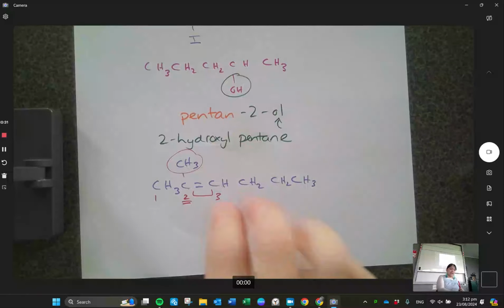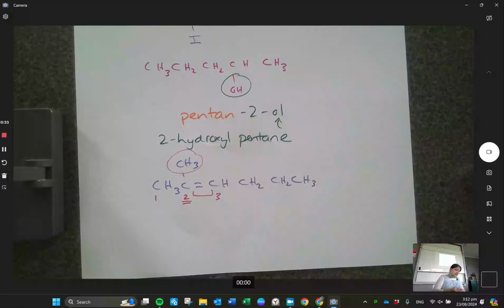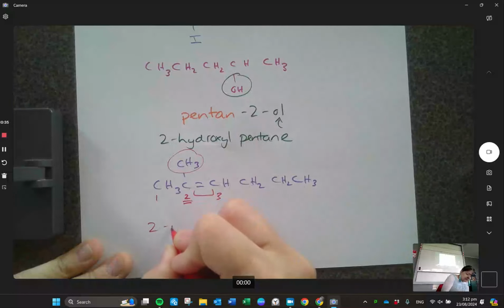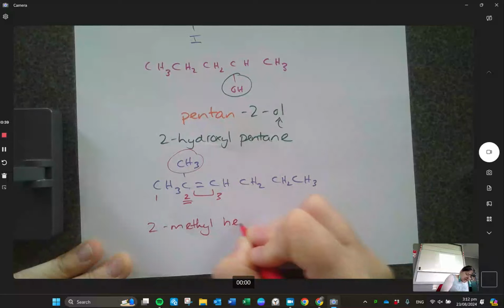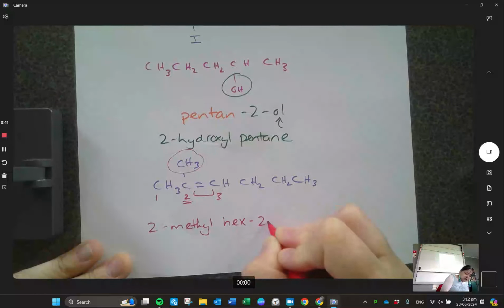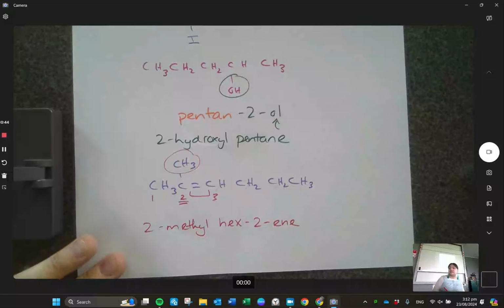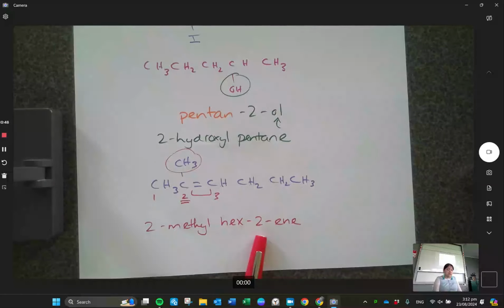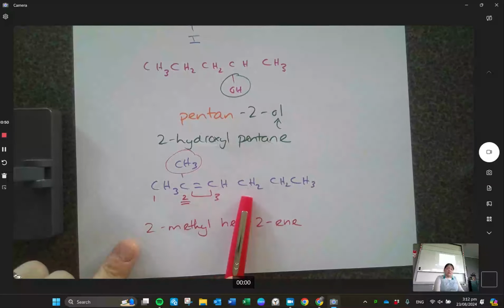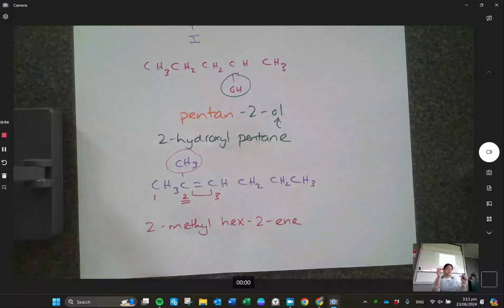So this is an alkene. So this would be 2-methylhex-2-ene, because I'm trying to specify where it is. It's between carbon number 2 and 3. If I wrote 3-ene, then it would be between this carbon and that carbon. So when we're numbering it, we number it based on the lower of the pair.